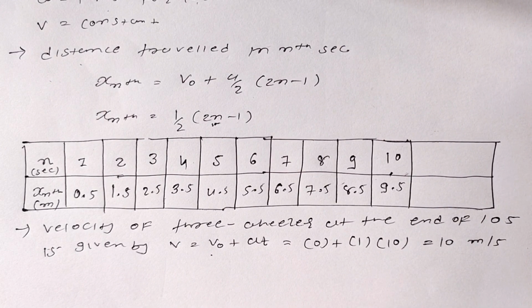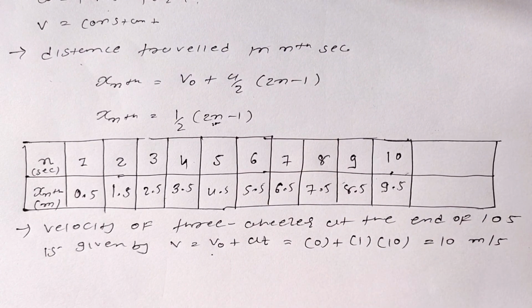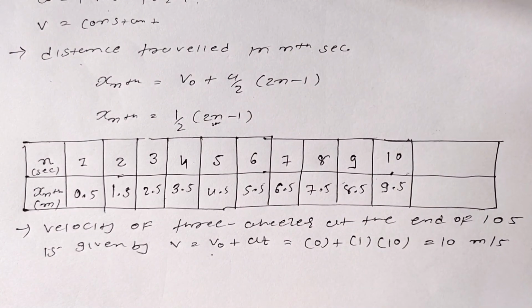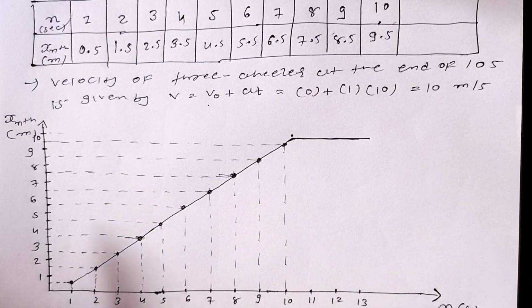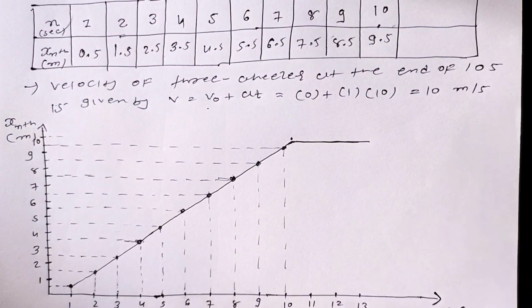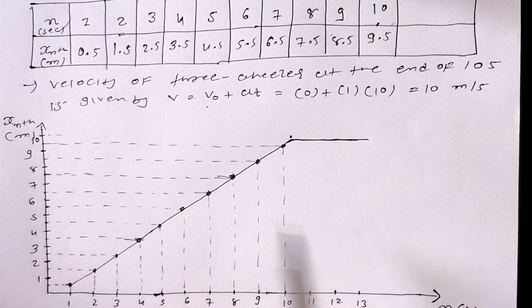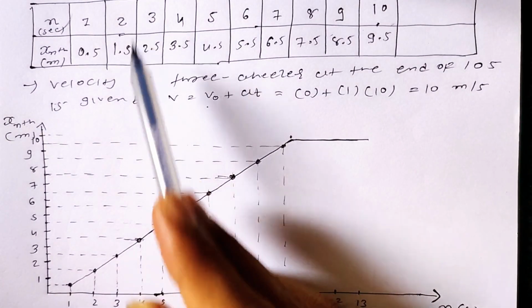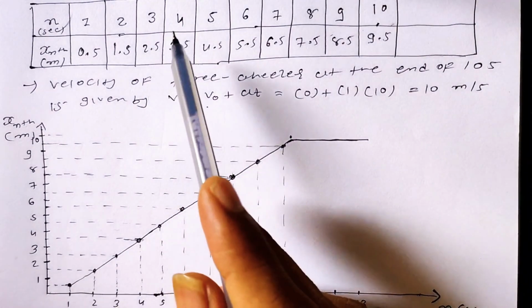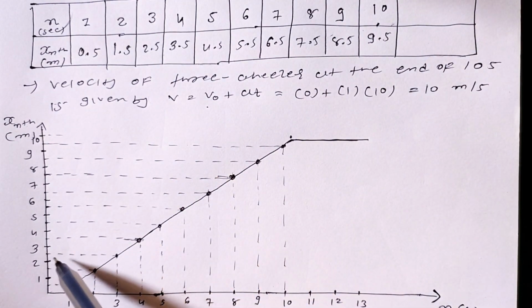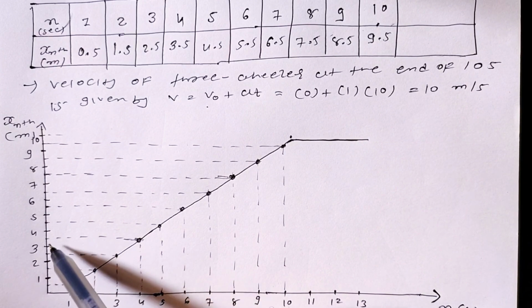Okay, so let's see the graph over here. Let's plot a graph of this table, and we will see how the graph looks. So here the graph of xn versus n is plotted over here. So you can see that the distance covered in first second is 0.5, in second is 1.5, in third second is 2.5, in fourth second is 3.5.